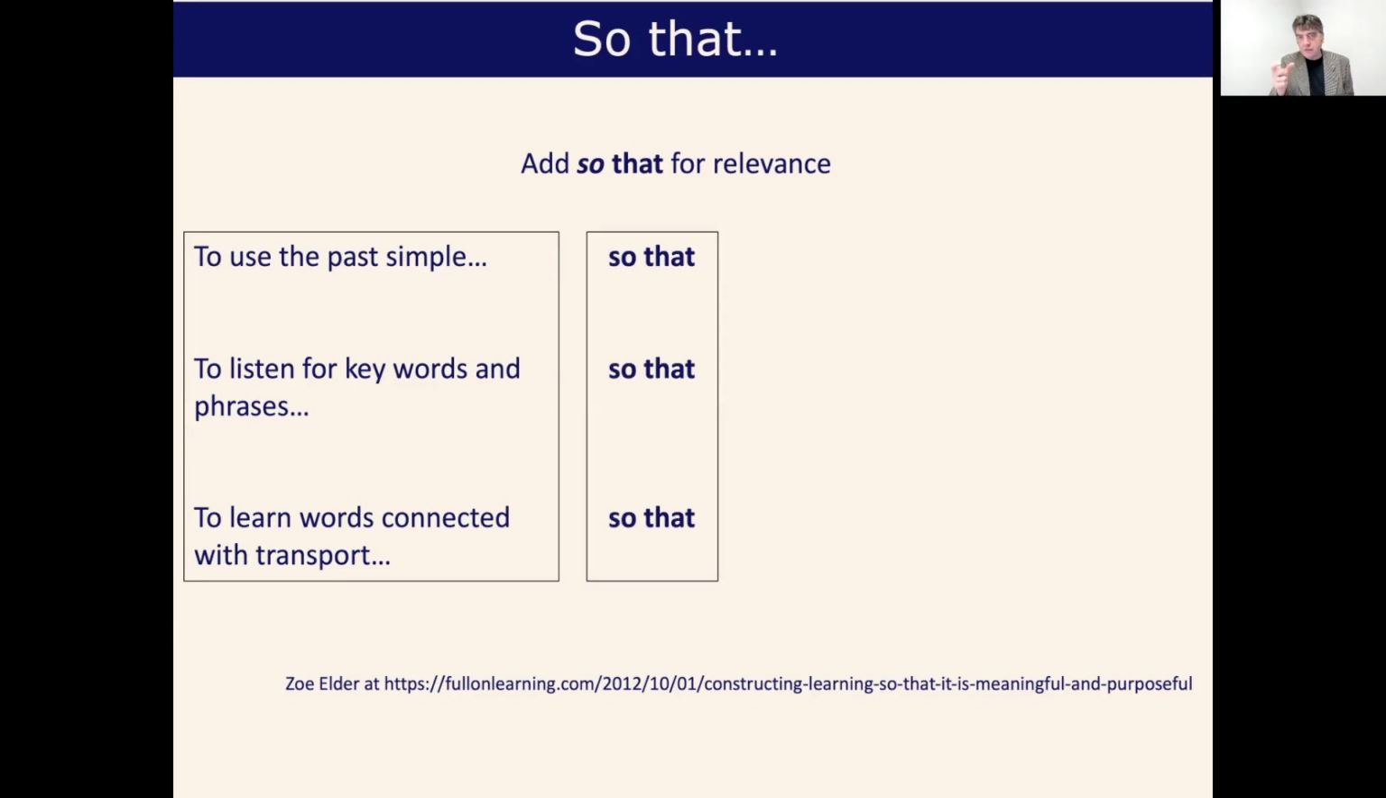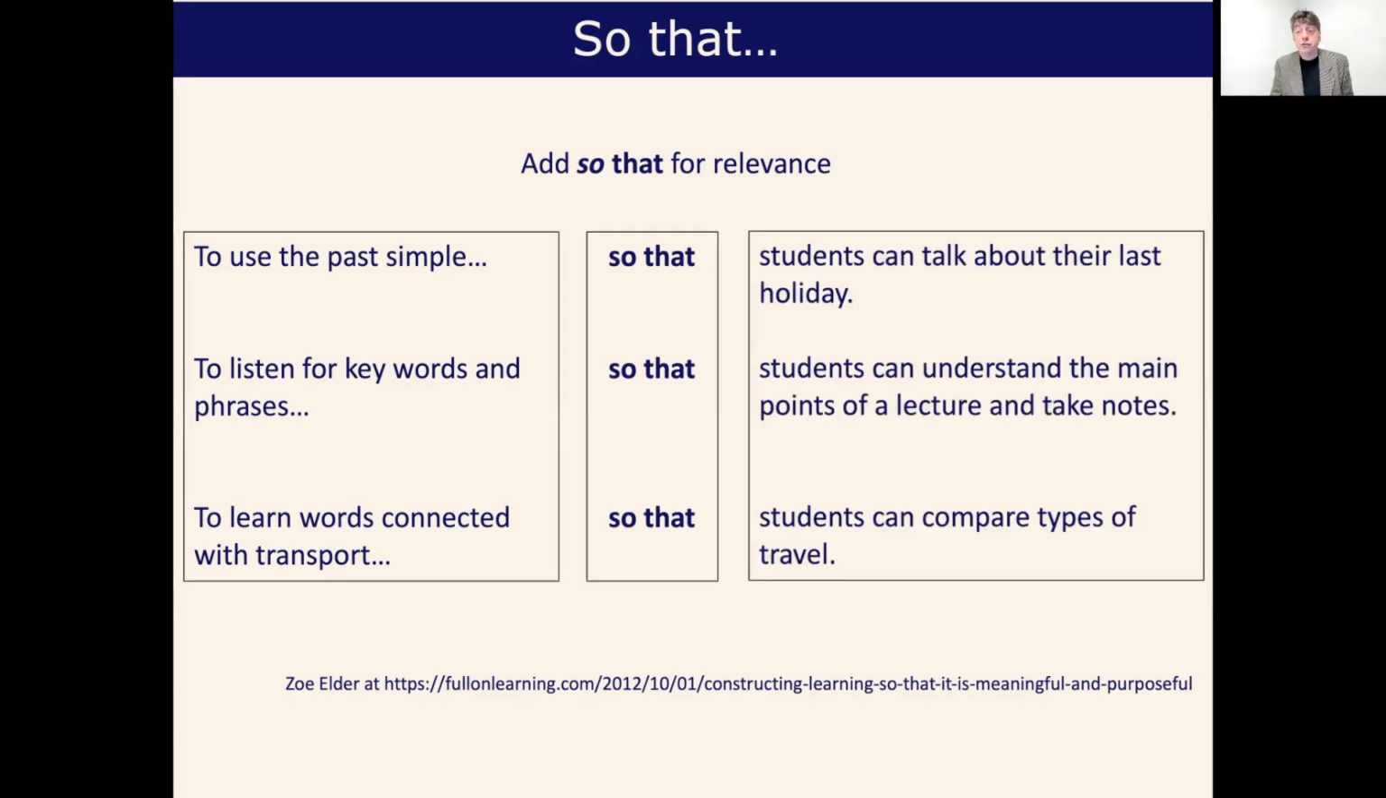If you add "so that" to the objective, you have to explain why they're learning it. So: to use the past simple so that students can talk about their last holiday. To listen for keywords and phrases so that students can understand the main points of a lecture and take notes. So that's clearly for an EAP course. Or to learn words connected with transport so that students can compare types of travel, which is the sort of thing they might be asked to do in the speaking part of an exam or in an essay. But the point is, by adding "so that", you're forced to explain the relevance.